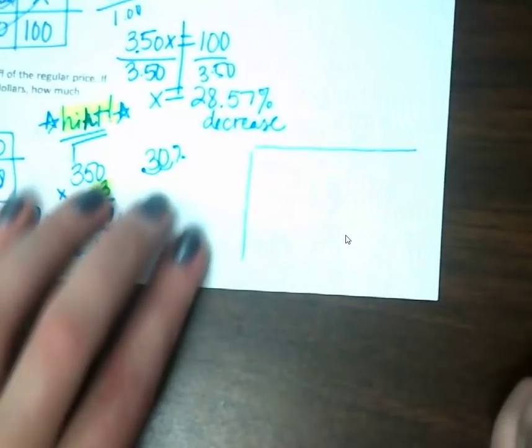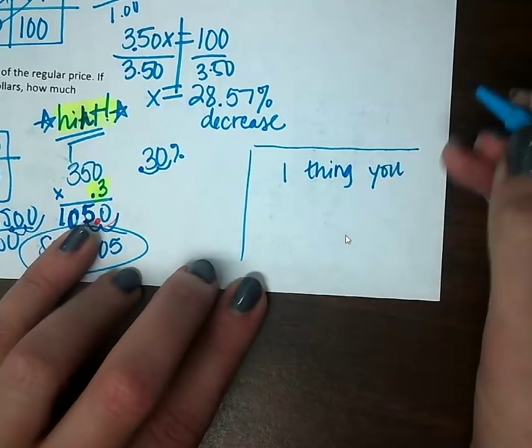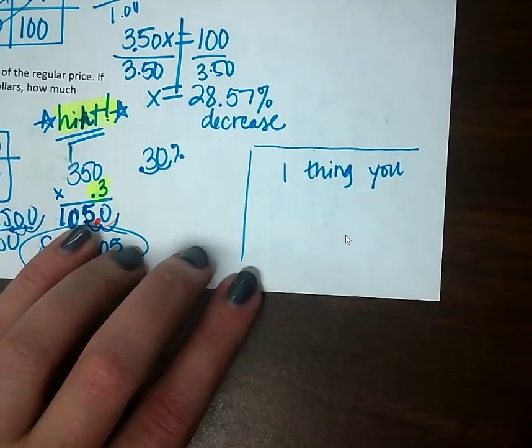Other than that, if you will, maybe on this bottom right-hand corner, if you'll tell me maybe one thing you want for Christmas, or one thing you would like to get for Christmas.